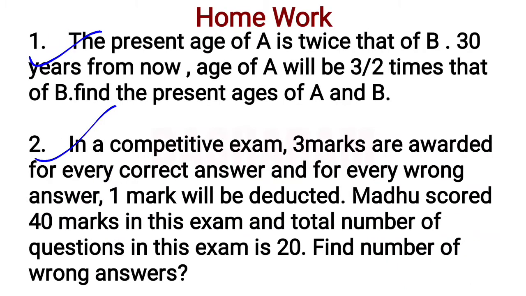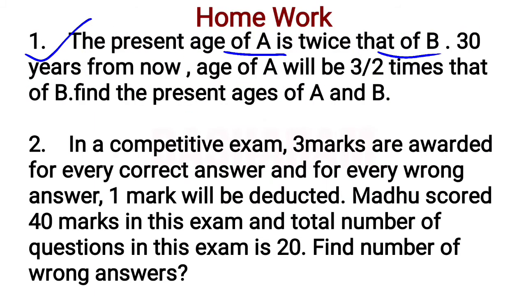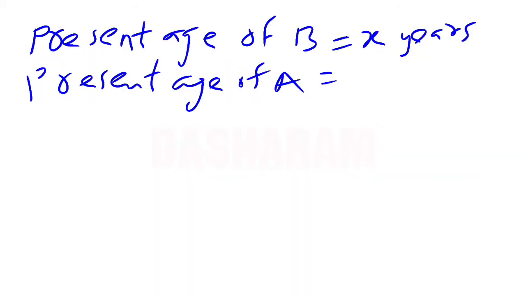Let's complete them now. So here in the first question, the present age of A is twice that of B. So that means we need to take the present age of B as x years. So present age of B equals x years, then the present age of A equals twice that of B, twice nothing but 2 times. So 2 into x is 2x years.